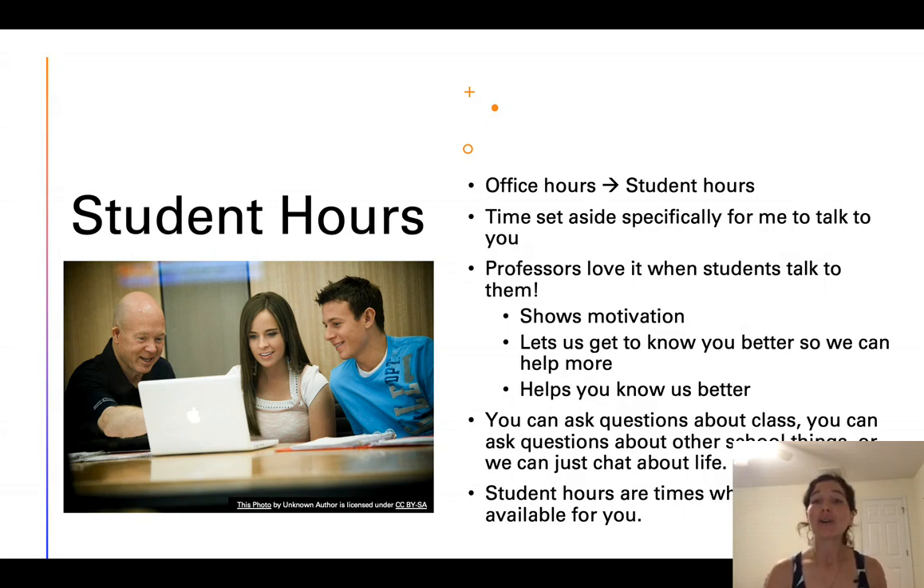It lets us know how you're doing in the course. It shows us that you're motivated. It lets us get to know you better so we can actually help you more. So the more you can come talk to us, and especially during student hours, it's really important. You can ask questions about class. You can ask questions about academics or school things if you want, or we can just chat. Whatever you feel like we can help you with, please let us know. Student hours are times where we are 100% available for you. So please make sure you come bug us during those.